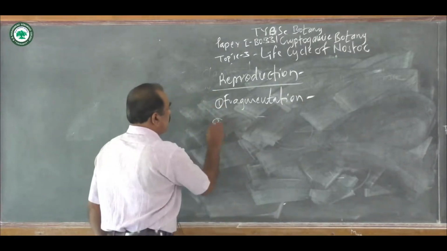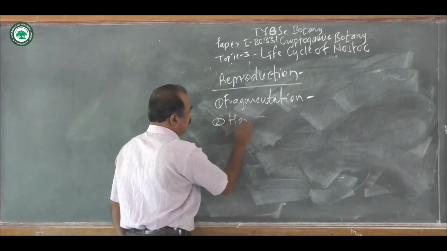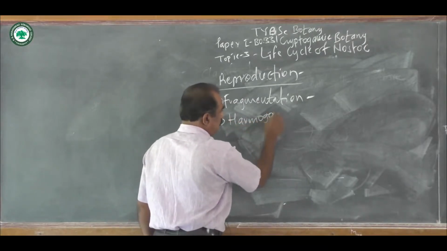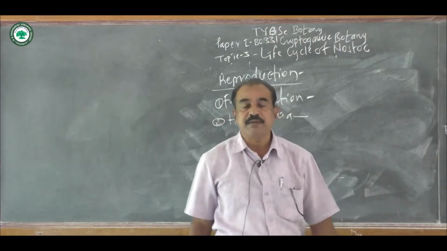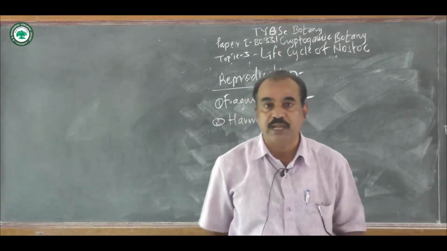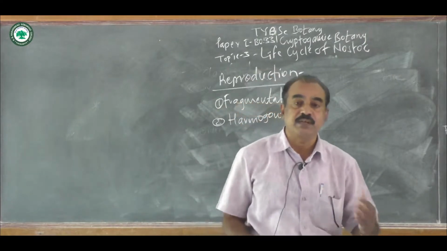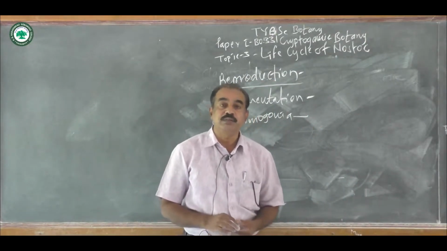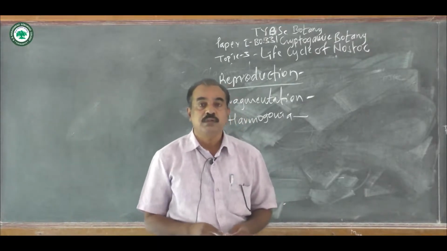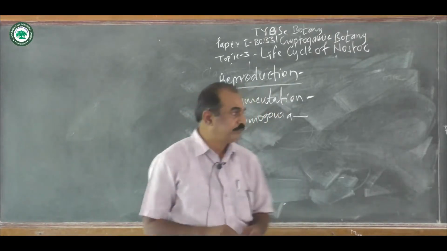Then second, that is the hormogonia. These are nothing but the fragments of the trichome or the fragments of the filaments. When filaments break into a number of fragments, then each fragment has the capacity to develop into a new thallus, into a new trichome of Nostoc.